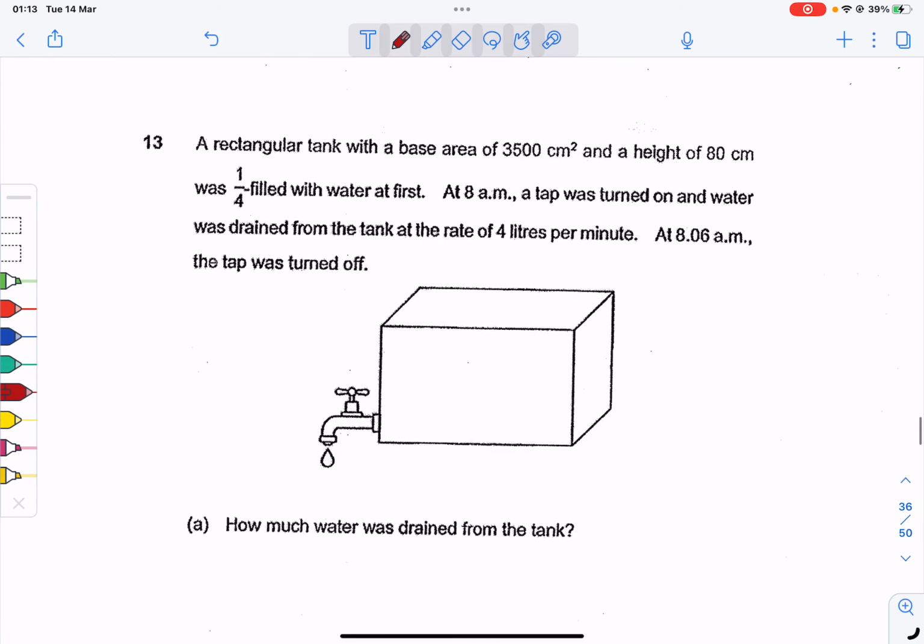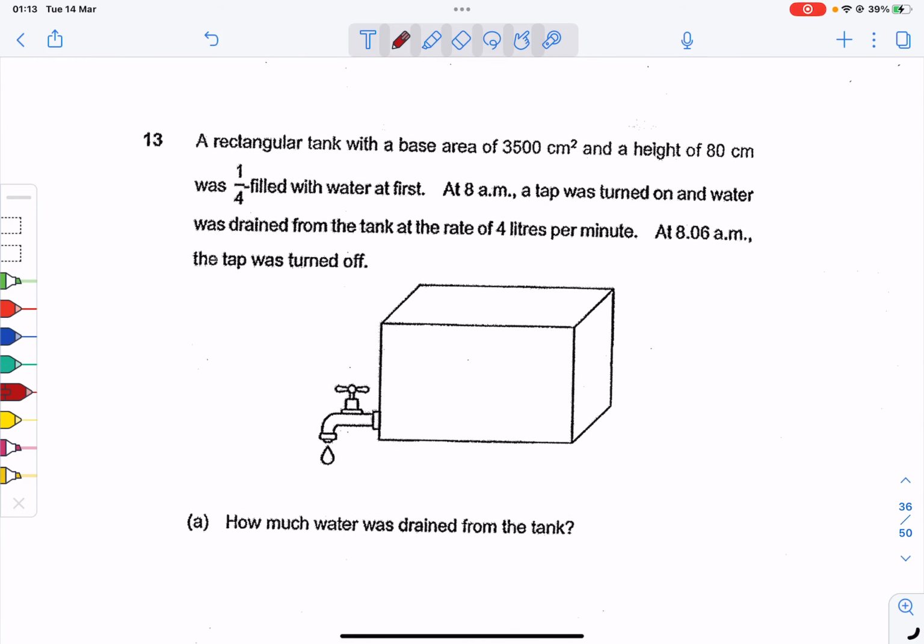Okay, so for question 13, we have a rectangular tank with a base of 3,500 cm square and a height of 80 cm. 1/4 filled with water. Okay, they never mention the height here. At 8 a.m., okay, a tap was turned on and water was drained off from the tank at the rate of 4 liters.